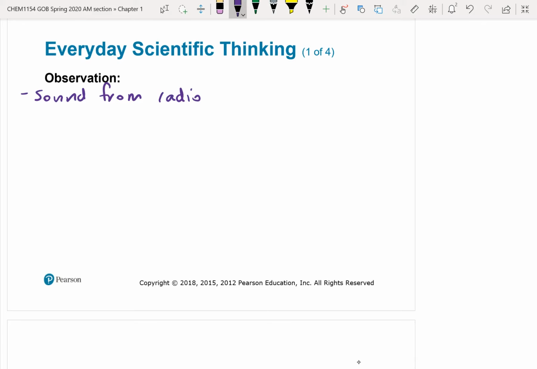So the point here is the sound from the radio, you listen to it, that's an observation. It sounds garbled. In other words, it's not coming through the way that it should. It's not crystal clear sound that's coming through. That's an observation. You make it with your ears. It doesn't have to be with your eyes. So that's our observation. We can come up with a hypothesis, an educated guess as to why the sound from the radio sounds garbled.